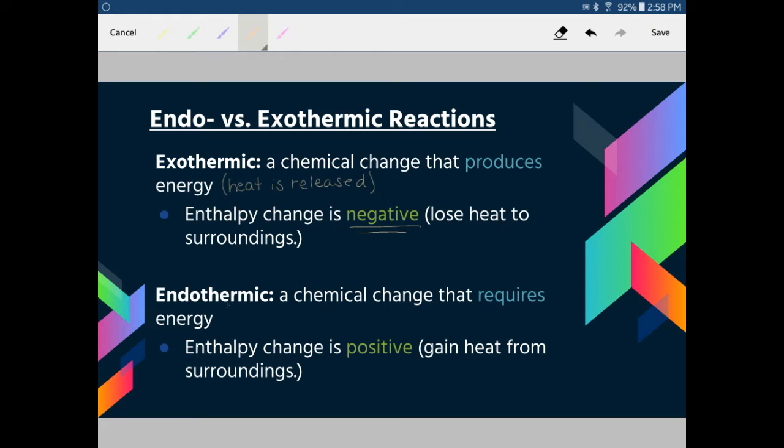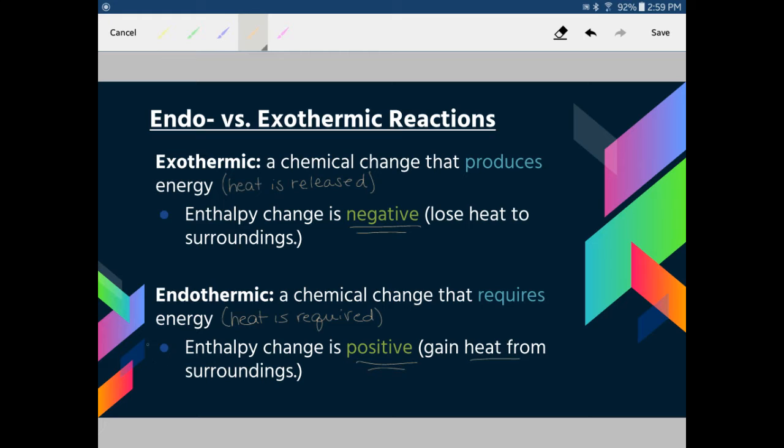Whereas endothermic, we can say heat is required. We see that we have a lower potential energy and that we need to gain energy from the surroundings in order to have the reaction occur. So this enthalpy change is then positive. We see an increase in that potential energy. We had low potential energy initially, and we gained potential energy, and that energy came from heat from the surroundings.